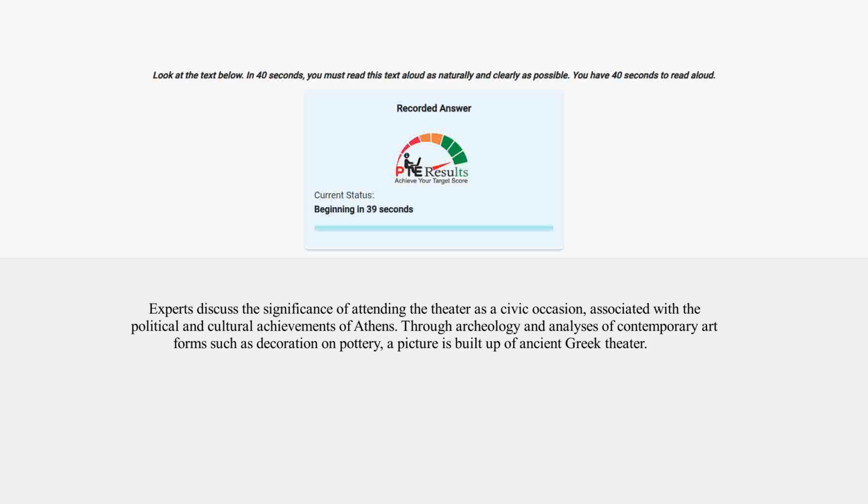Experts discuss the significance of attending the theatre as a civic occasion, associated with the political and cultural achievements of Athens. Through archaeology and analyses of contemporary art forms such as decoration on pottery, a picture is built up of ancient Greek theatre.